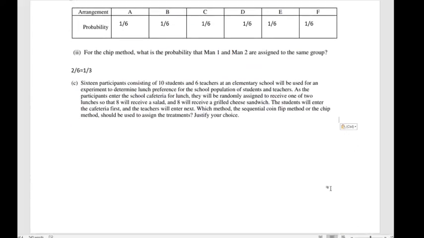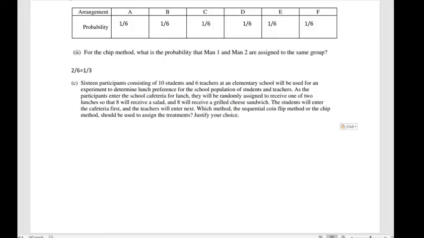Question C. 16 participants consisting of 10 students and 6 teachers at an elementary school will be used for an experiment to determine lunch preference. As the participants enter the cafeteria for lunch, they will be randomly assigned to receive one of 2 lunches, so that 8 will receive a salad and 8 will receive a grilled cheese sandwich. The students will enter the cafeteria first, and the teachers will enter next. Which method, the sequential coin flip method or the chip method, should be used to assign treatments? Justify your choice. So here we are looking at what is going to be the best choice.